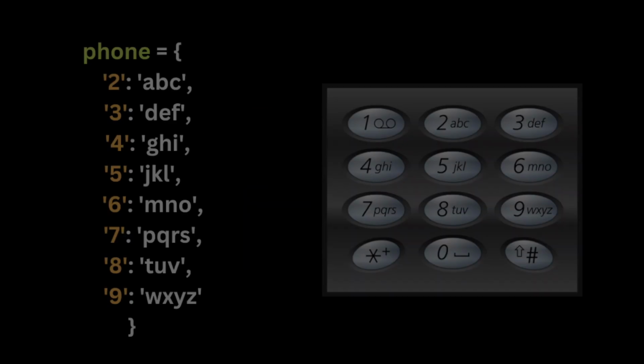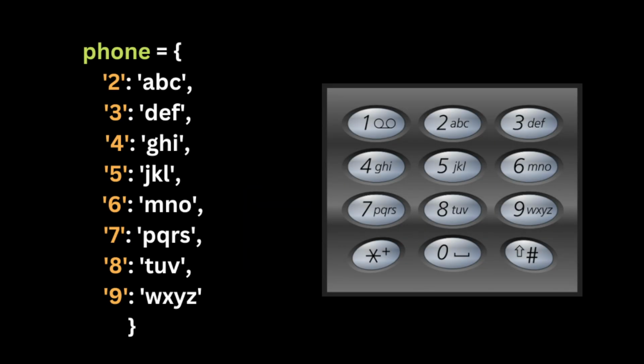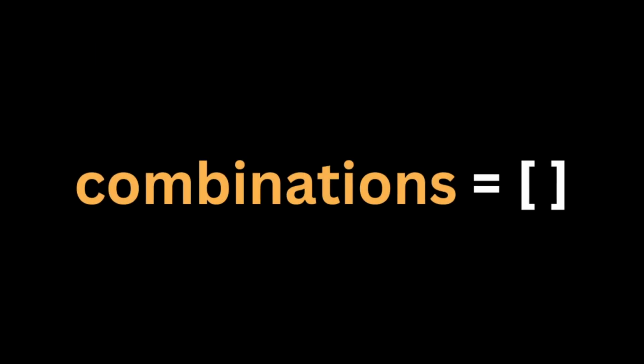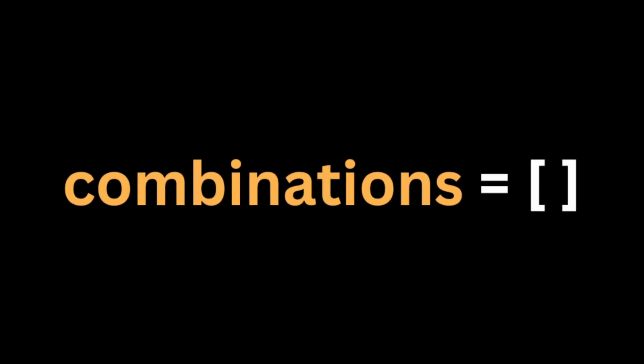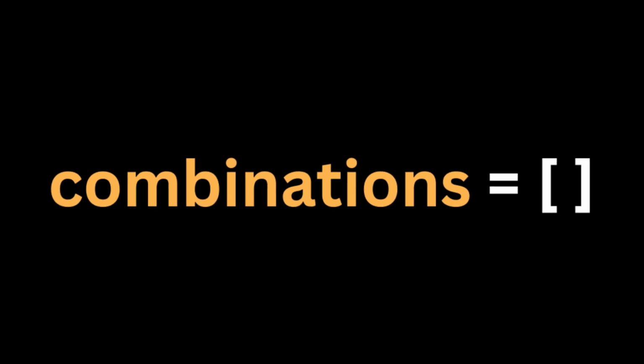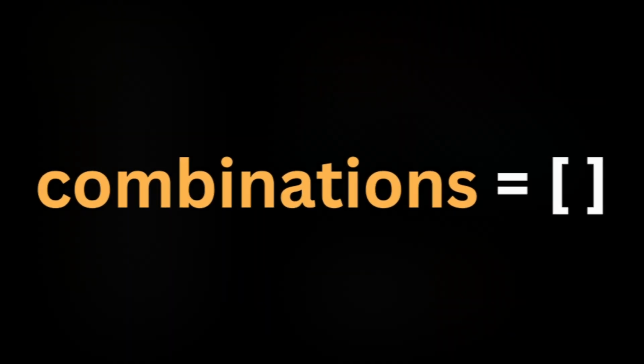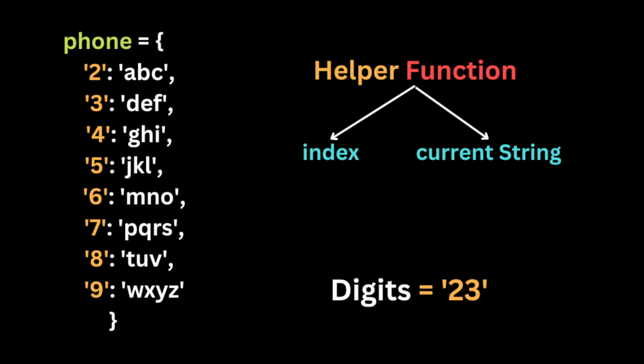So let's say the input digits are 23. The first thing we're going to do is create a dictionary that has the numbers as a key and the letters as a value. Then we're going to create an empty array that's going to return all the possible combinations of letters that can be formed from the digits. Then we're going to initialize a helper function that uses a recursive approach to generate the combinations. This helper function takes an index and the current string as arguments.